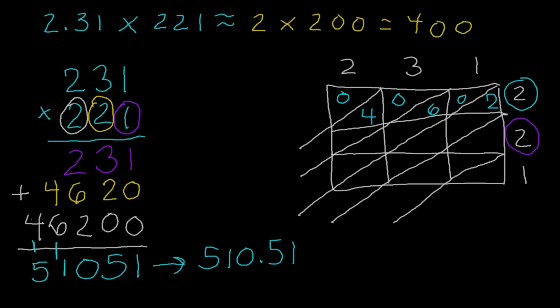Again, 2 times 1, 0 tens, 2 ones. 2 times 3, 0 tens, 6 ones. 2 times 2, 0 tens. Oh, it's not 6 ones, it's 0 tens, 4 ones.